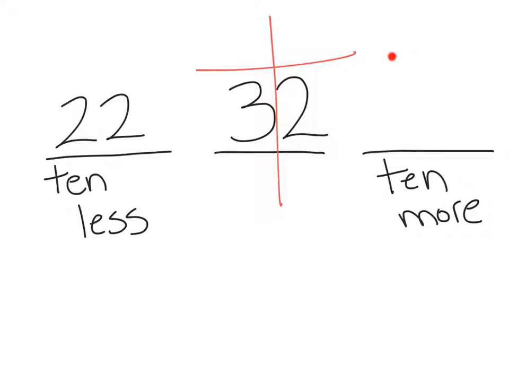And then you could think the same thing to get your 10 more. What would this number look like if I added a 10? That means that my 10 would be changing from a 3 to another number, and that number would be 42. That is all this is.